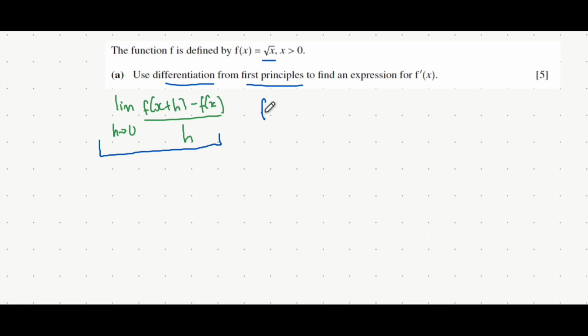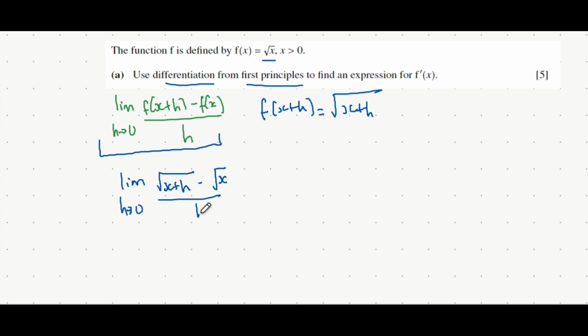But to get f of x plus h, what that means is wherever there's x, you want to substitute into it x plus h. So that would be root of x plus h. Putting all of that into this expression here, we have the limit as h tends to 0. I'll explain what's meant by that, by the way. Of f of x plus h, which is root x plus h, take away f of x, which is root x, all divided by h.